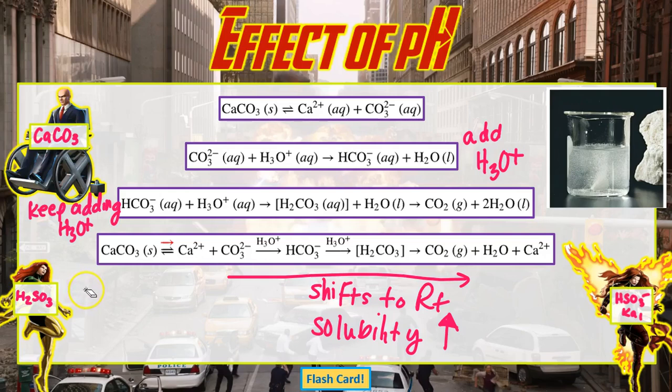Well, we're going to see how adding H3O plus from a strong acid will actually increase the solubility of a salt. We're going to be using Le Chatelier's principle to help us explain why, and of course our understanding of acids and bases and how their ions work in salt solution. So we're going to use calcium carbonate, Professor X, as an example.